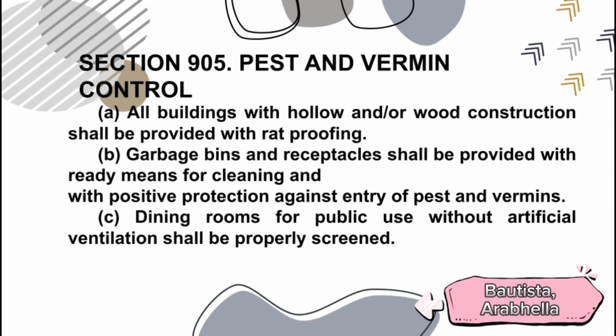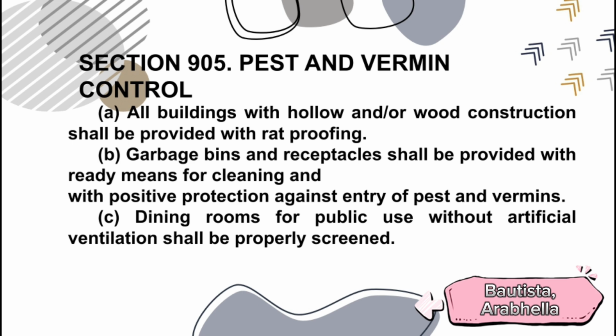Section 905, Pest and Vermin Control. A. All building with hollow and or wood construction shall be provided with rat proofing. So, ayun, to prevent rat from entering our home, especially yung mga bahay na gawa sa light materials, ay dapat provided with a rat proofing or harangan ng screen yung mga entry point or mga butas na maaaring pasukan ng daga.